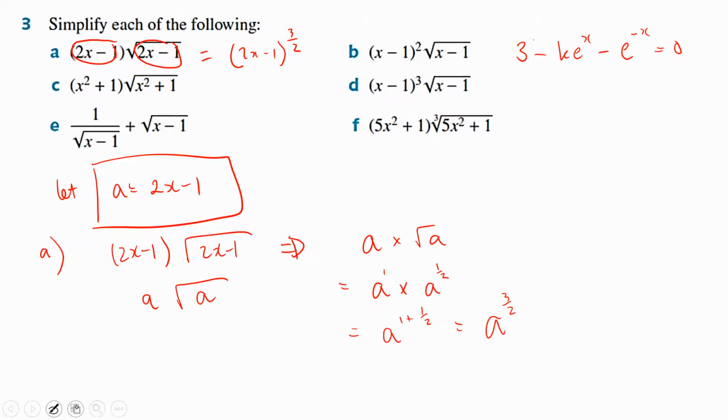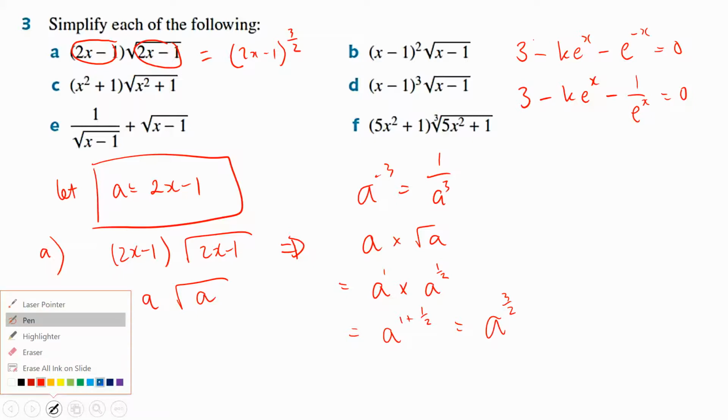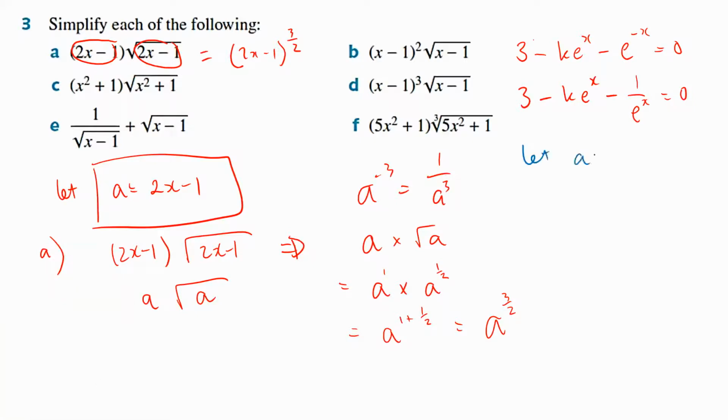And if you actually try, if I rewrote this equation, this is 3 minus k e to the x minus, now, remember negative powers, you can rewrite that as 1 over e to the x. True? Because if you have a negative power, you can swap it, and for example, if you had a to the power of -3, it's the same thing as writing 1 over a cubed. Okay? So now if you do that, and if I take another step and say, let a equal to e to the x, suddenly your problem changes here.